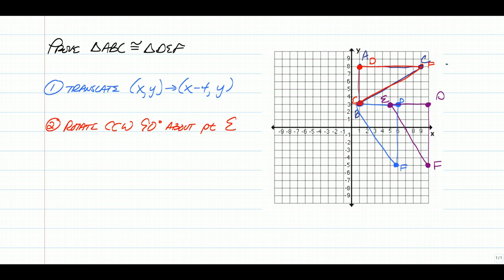So again, you could have done yours many different ways. I just wanted you to see another example of how it can be done.